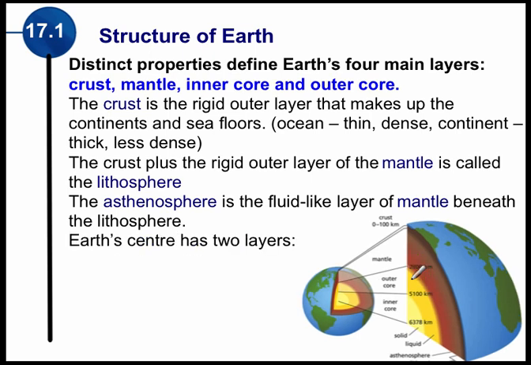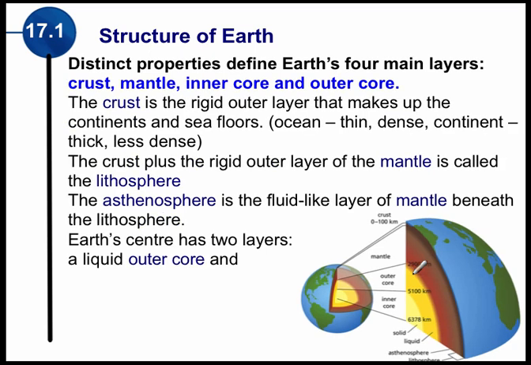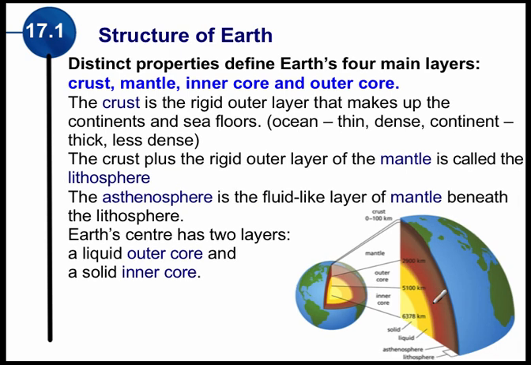And the core is really the center of the Earth, the two distinct layers in the center. First, we have a liquid outer core. And you can see the liquid outer core at about 2,900 kilometers down. And as we go deeper towards the center of the Earth, we get eventually down to this solid inner core. Inner core solid, outer core is liquid.